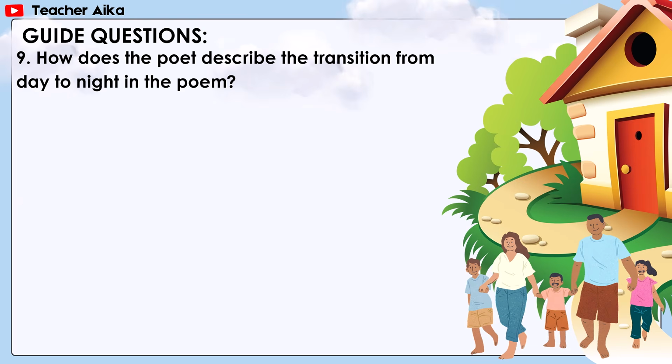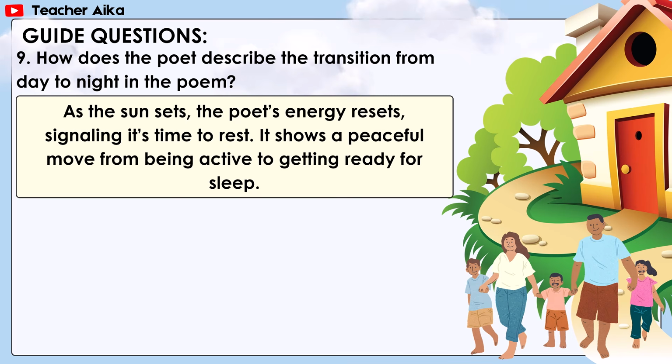9. How does the poet describe the transition from day to night in the poem? Answer. As the sun sets, the poet's energy resets, signaling it's time to rest. It shows a peaceful move from being active to getting ready for sleep.